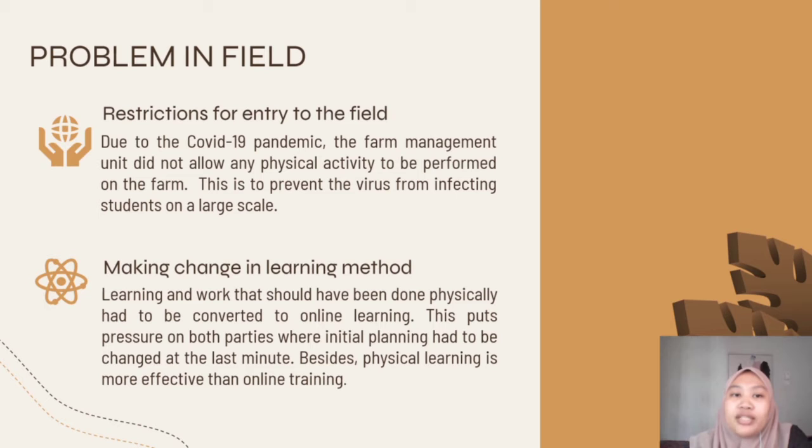The second problem is the change in learning method. Learning and work that should have been done physically had to be converted to online learning. This put pressure on both parties, where the initial plan had to be changed at the last minute. Besides, physical learning is more effective than online learning.